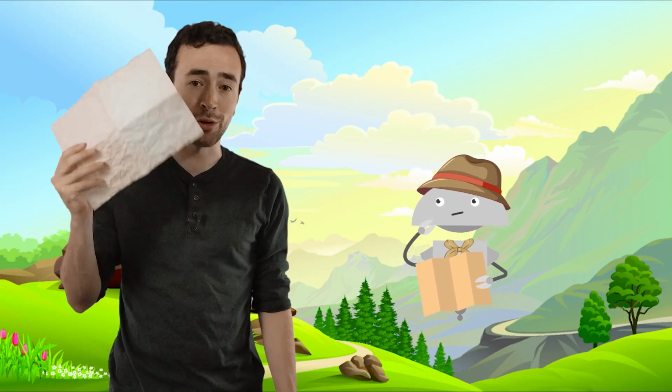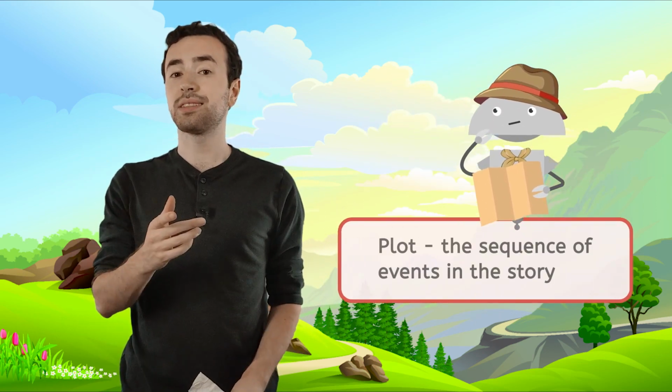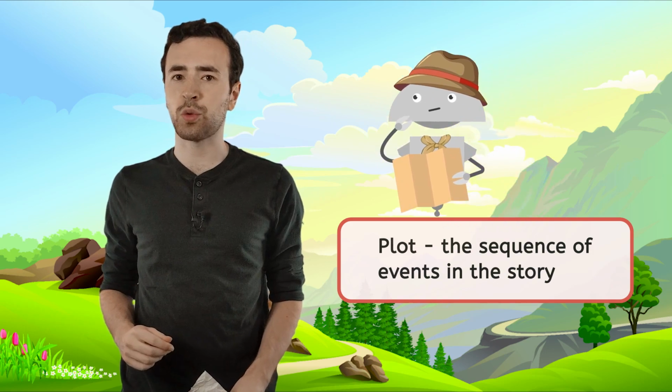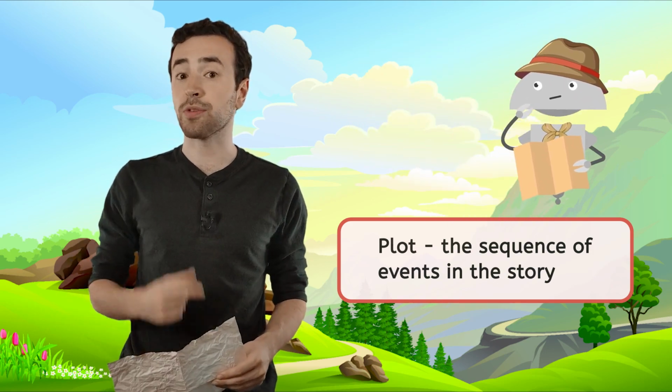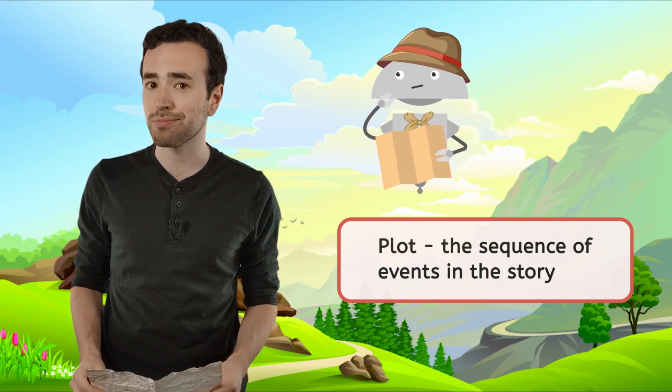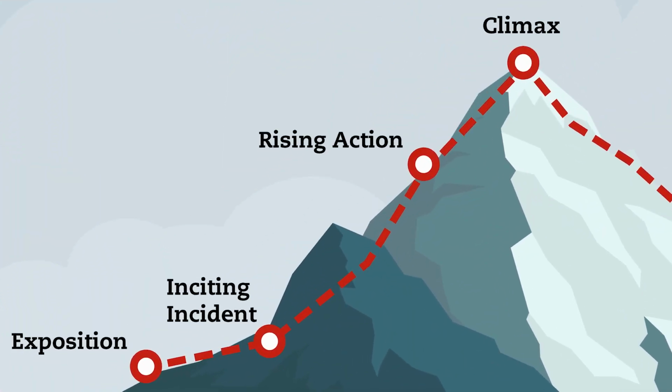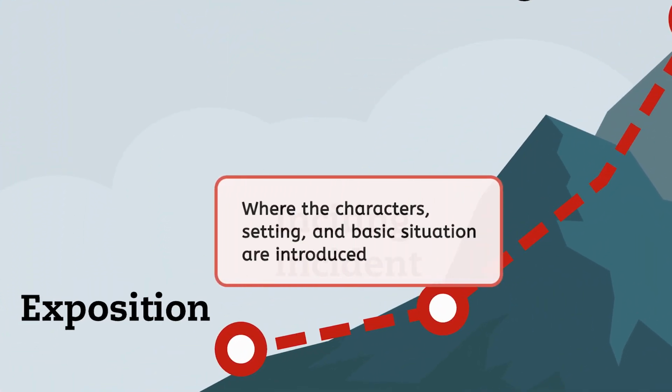You're right, Mia. Our trusty plot map is exactly what we need to guide us. Remember, plot is the sequence of events in the story. Let's revisit each part before we start our ascension. Exposition. Remember, this is where the characters, setting, and basic situation are introduced.